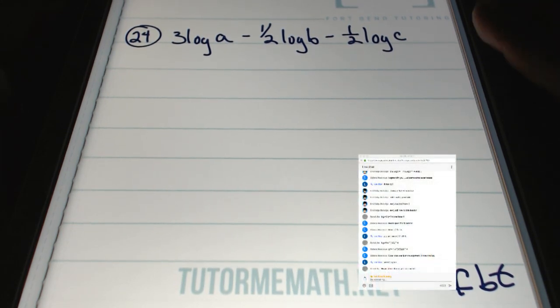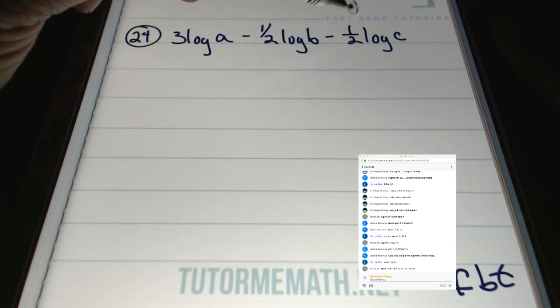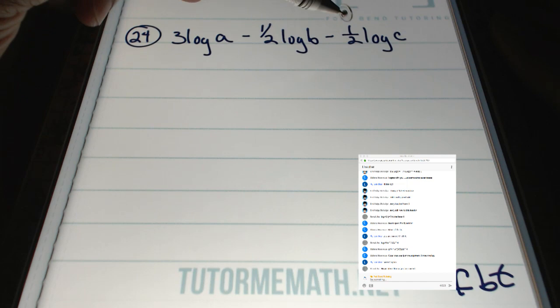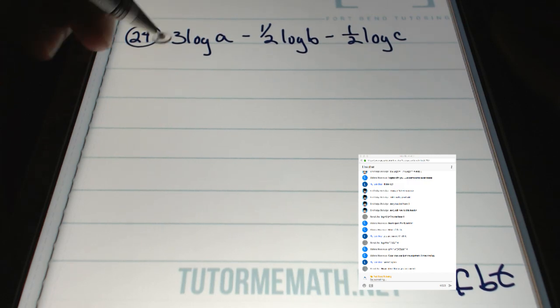All right. Let's look at problem number 24, guys. With problem number 24, we have 3 log A minus 1/2 log B minus 1/2 log C. If you were paying attention here, notice that these look kind of suspicious because they have that negative 1/2 there. Isn't that a little bit suspicious? So let's go ahead and help them out.